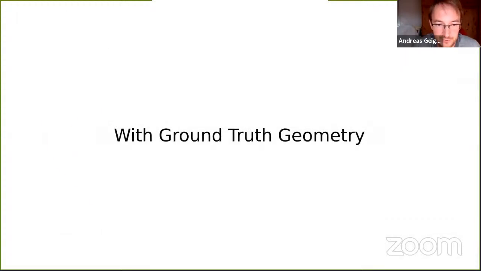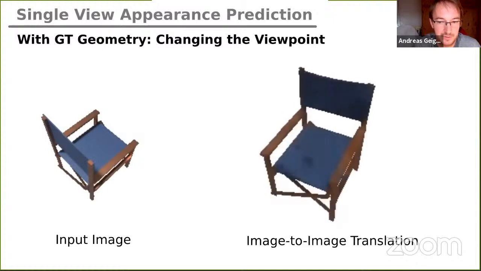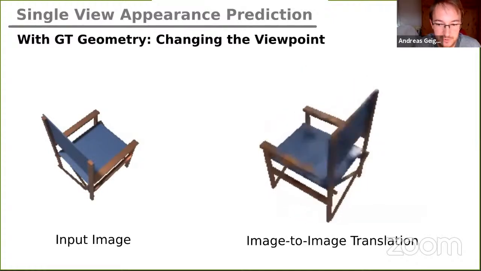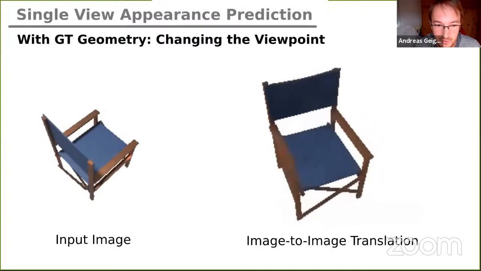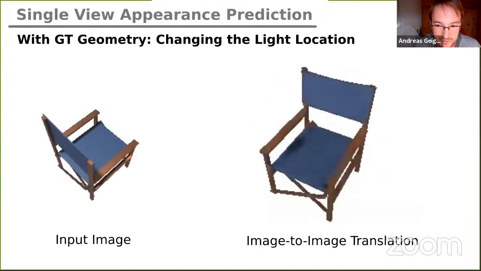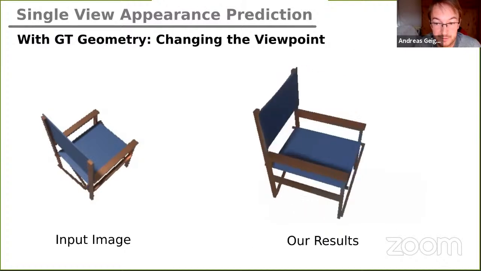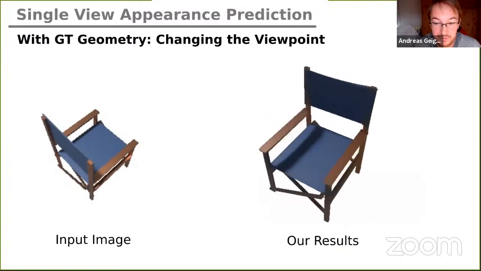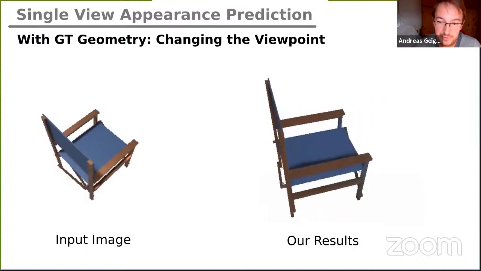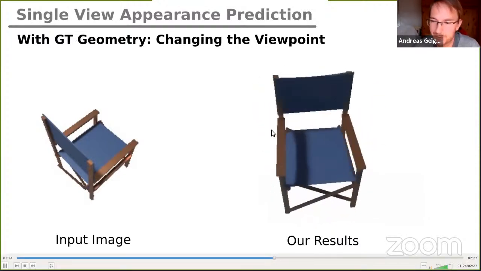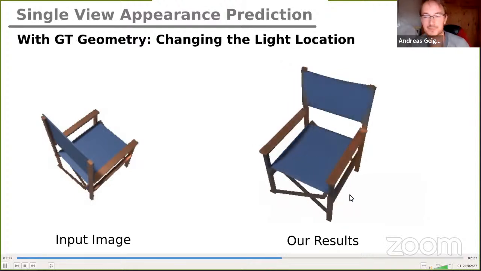So here are some results for single view appearance prediction. Here we have an input image on the left. We have the image-to-image translation baseline, which of course doesn't work very well, on the right. Also, texture fields doesn't work very well with materials because it basically just averages out the material information. Here are the results of this model where you can see the highlights moving, for instance, here on the armrests. I hope this comes across in the Zoom.